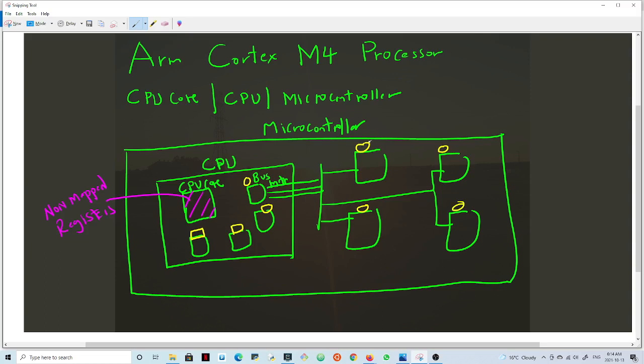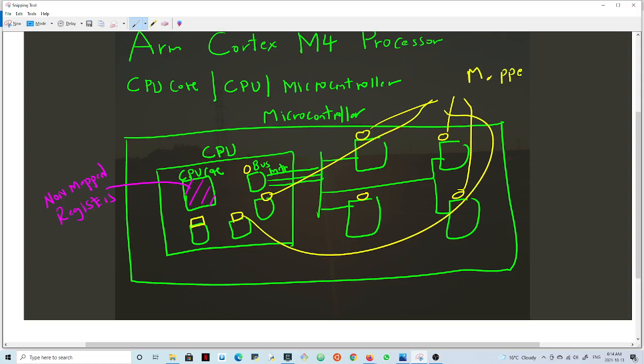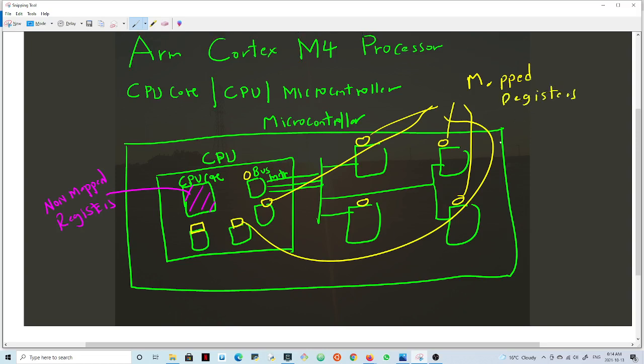These registers would be mapped registers. That is, when you're writing your C code, you can access these points here using these mapped registers. But for this here, for the non-mapped registers, this is strictly assembly language. All right.